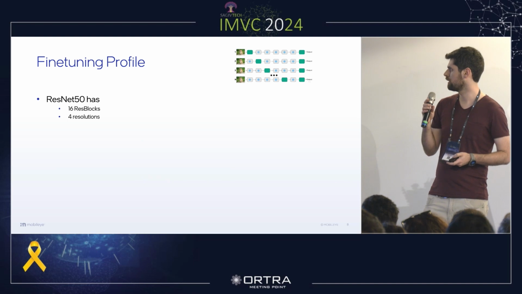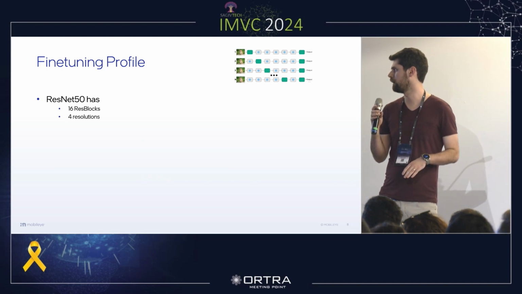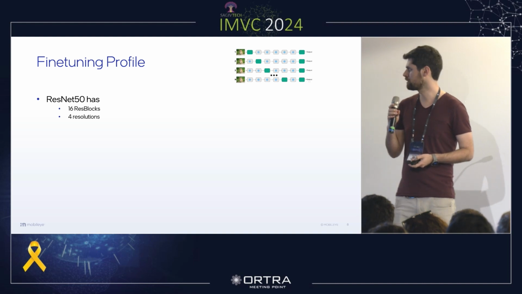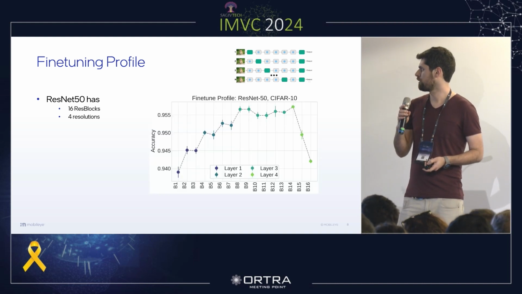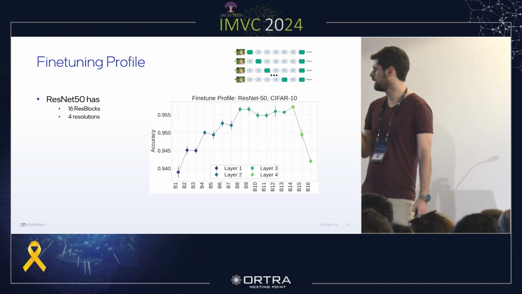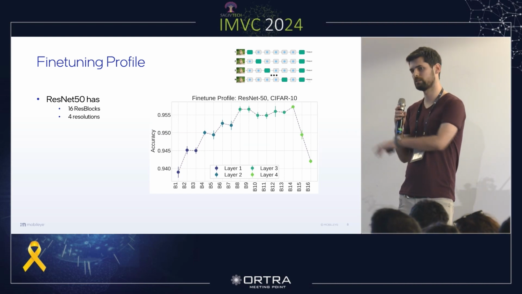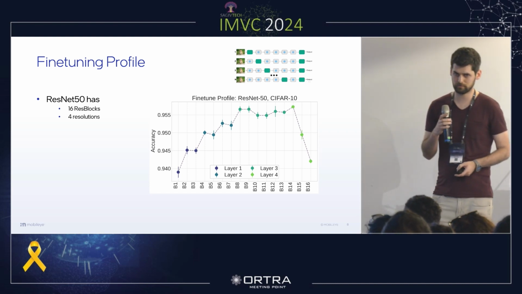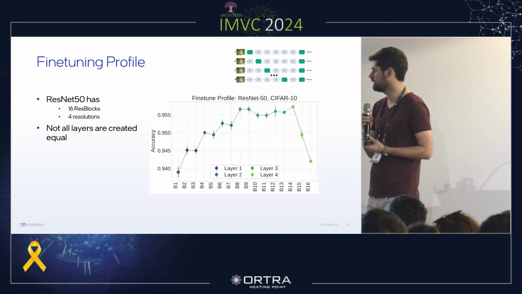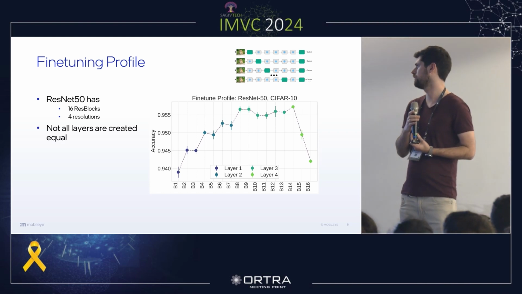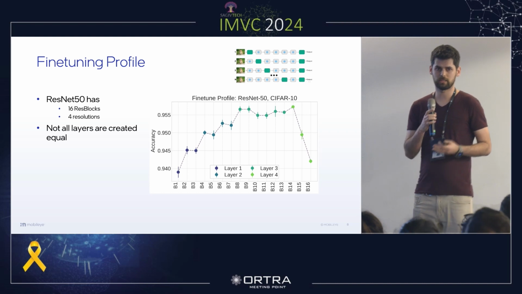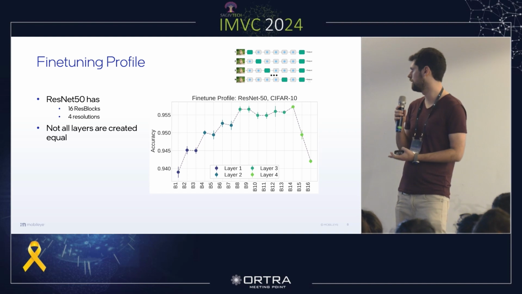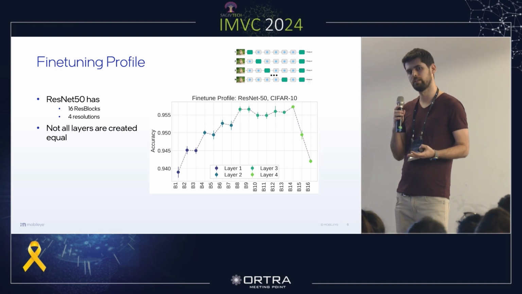So how will it look? If we're talking about ResNet 50, it has 16 blocks, 16 res blocks on 4 different resolutions. So the fine-tuning profile will look something like this. On the x-axis, we have the number of the block that we're fine-tuning, and on the y-axis, we have the performance of this block. Okay, so what we can see is that not all layers are created equal. This means that if we subtune a different layer, we get different performance. In this case, training the 14th layer gives the best results.